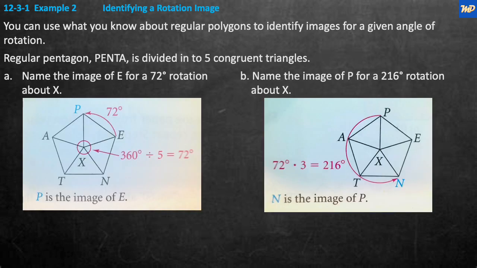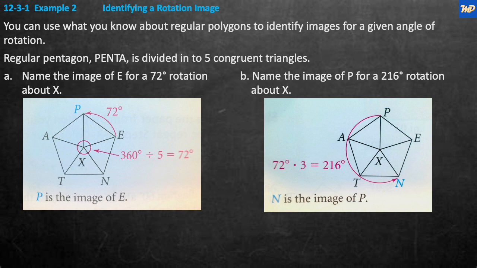Okay, example 2, identify a rotation image. You can use what you know about regular polygons to identify images for a given angle of rotation. Regular pentagon, P-E-N-T-A, penta, is divided into 5 congruent triangles. Here's our P-E-N-T-A, right? That's our polygon, which is a pentagon. Okay, and it is divided into 5 congruent triangles, and you see them, 1, 2, 3, all these triangles.